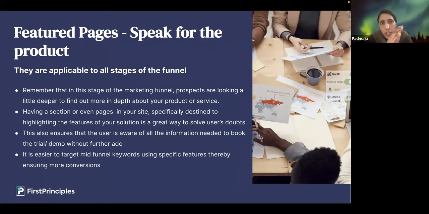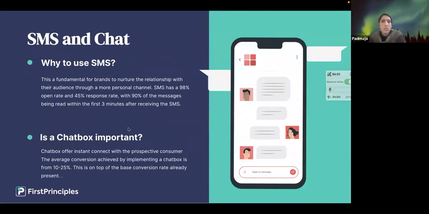So make sure when you're actually having the featured pages, to have the right CTAs and to give the right options for them to actually click on the demo or click on the trial to use it. Right. So these two are in vogue for a while now, SMS and chat.